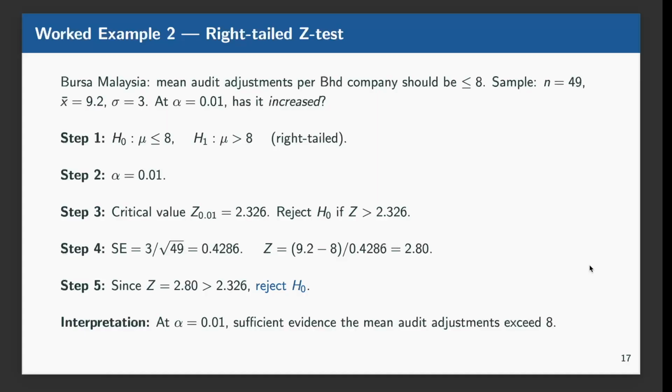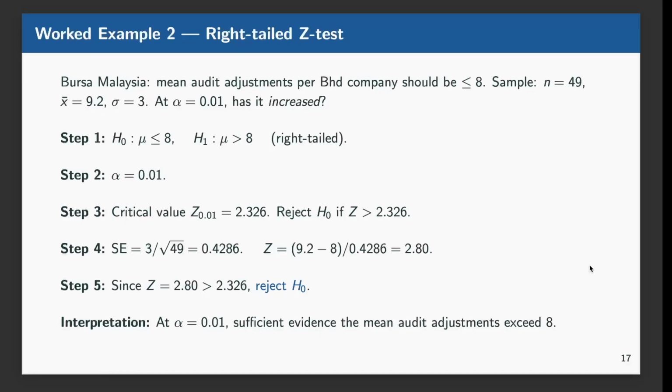H1: mu is greater than 8. This is right-tailed, since the word increased points in exactly one direction. Step 2. Alpha equals 0.01. Step 3. The critical value for a right-tailed test at this alpha is 2.326. We reject H0 if our Z exceeds that value.